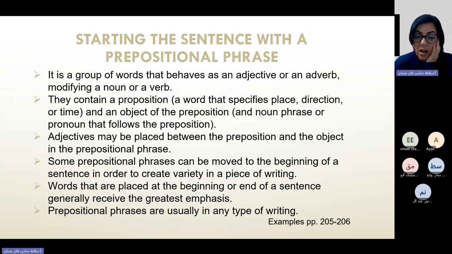Prepositional phrases are used in any type of writing. Okay? You can find many prepositional phrases in many types of writing. Like in the park, in the afternoon, at home, okay? So these all are prepositional phrases. The prepositions are in, at, on, okay? And the prepositional phrases are the objects of the preposition.